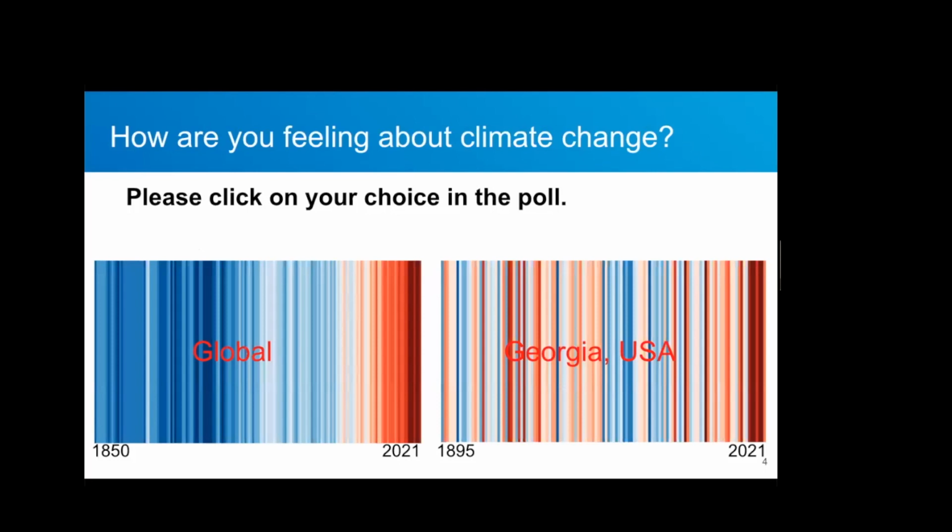We'd like to start tonight with a little poll about how are you feeling about climate change? We're going to launch that poll in just a second. And while you're answering that question, I wanted to tell you that these images you see here are warming stripes. And that's another useful visual tool for understanding climate change. You see the global on the left and the Georgia ones on the right. This was a tool that was created by Professor Ed Hawkins at the University of Reading in Berkshire, England. And you can Google this or look for it on the internet by "show your stripes" or just "warming stripes" and find that.